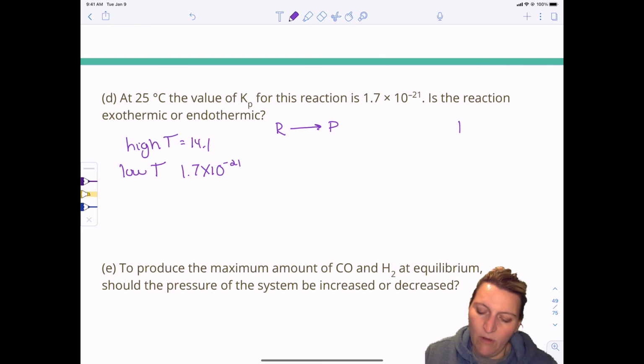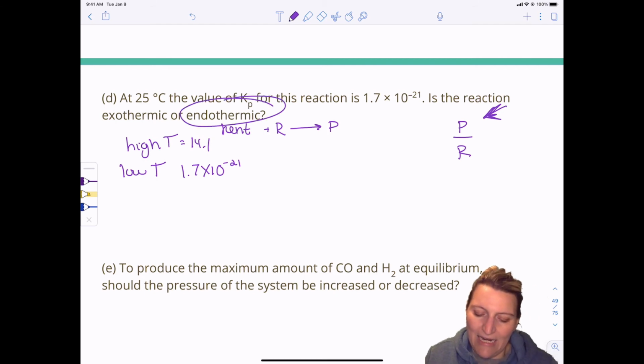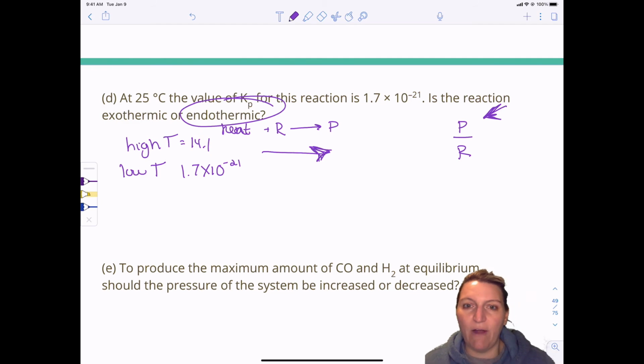So remember that an equilibrium constant is the ratio of products over reactants. So at high temperatures, there's a lot more products. So what that means is that the reaction is going to be endothermic. Because when I add heat, the reaction will shift to the right. It will make more products. That will give it a larger equilibrium constant. And that's what we see in the numbers.